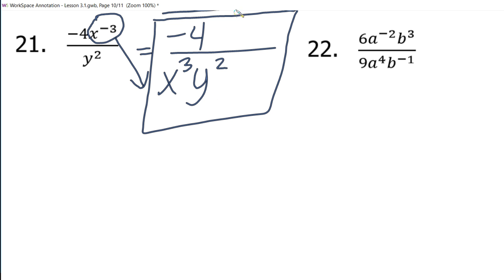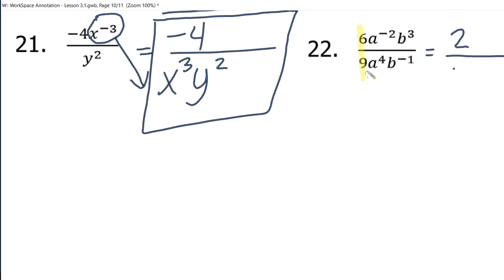Number 22. If you have a fraction out front, simplify your fraction. And 6 and 9 can both be divided by what? 3. So what's 6 divided by 3? What's 9 divided by 3? 3.